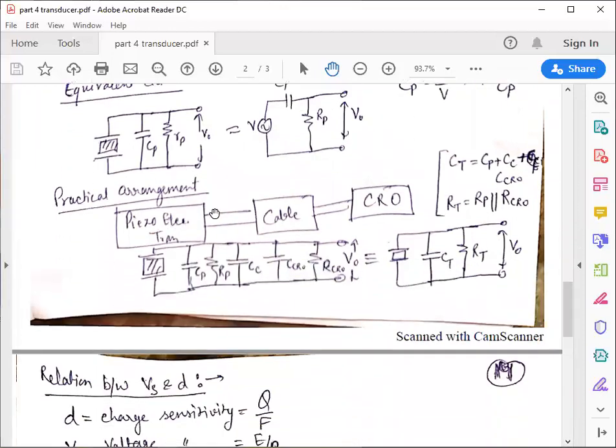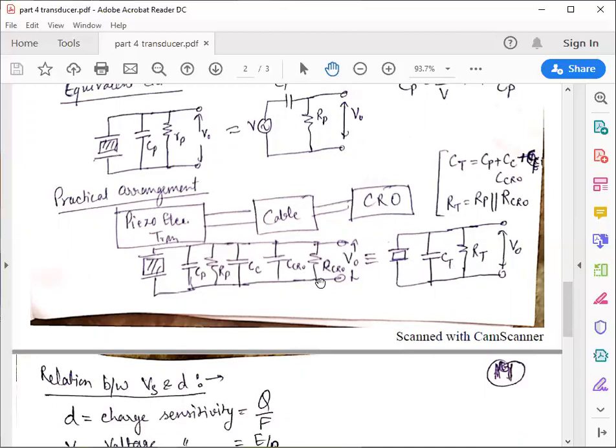Now the practical arrangement of a piezoelectric transducer is, here we have the piezoelectric transducer, and with the help of a cable these signals are connected to a CRO where we measure the signal. So the cable has its own capacitance which is denoted by Cc, and the CRO circuit has some internal capacitance and resistance which are connected in parallel. C CRO is the capacitance of the CRO, and R CRO is the resistance of the CRO. Cp and Rp are the capacitance and resistance of the piezoelectric circuit.